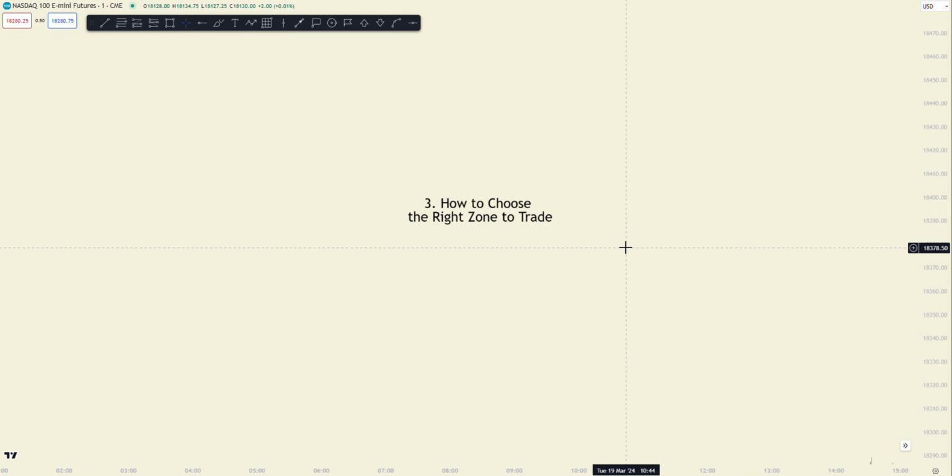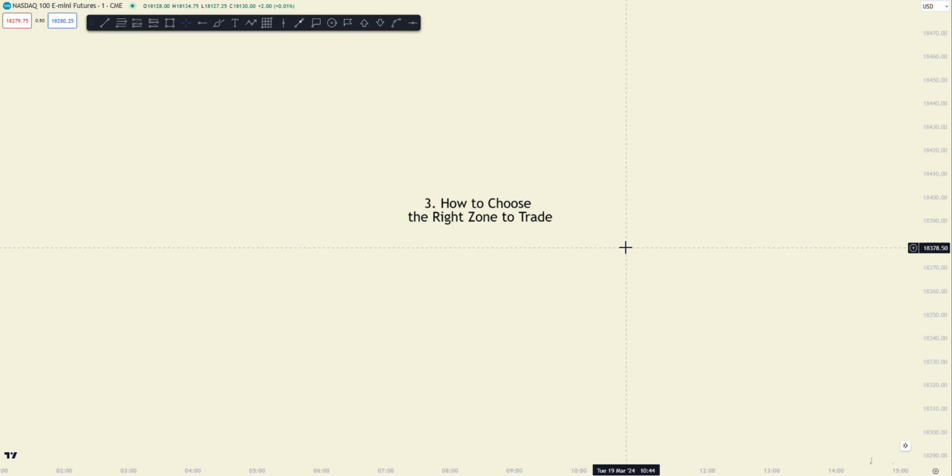Welcome to video 3, how to choose the right zone to trade from. Now, in this video, we're very simply going to talk about zones that are mitigated compared to zones that are unmitigated. Zones that are mitigated, all that means is that they've been used. Mitigation just means to collect. So orders have already been collected there. If they're unmitigated, that means orders have not been collected in that area yet.